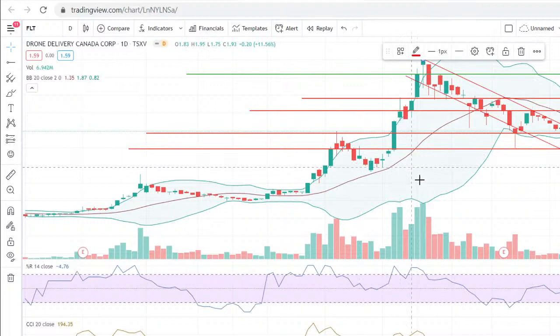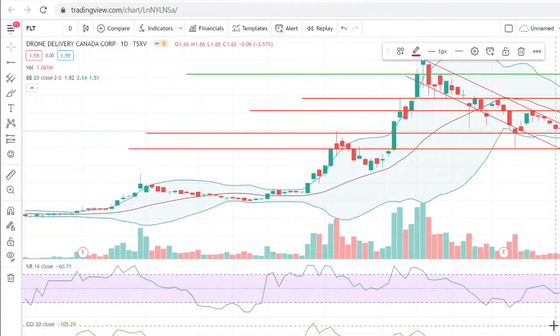I agree with you. I think your entry point currently is at 1.6 for a fresh trade, or a breakout at 1.6, or 1.65, and 1.82 would be a very good target. That's almost 20 cents. That's a very good target price.